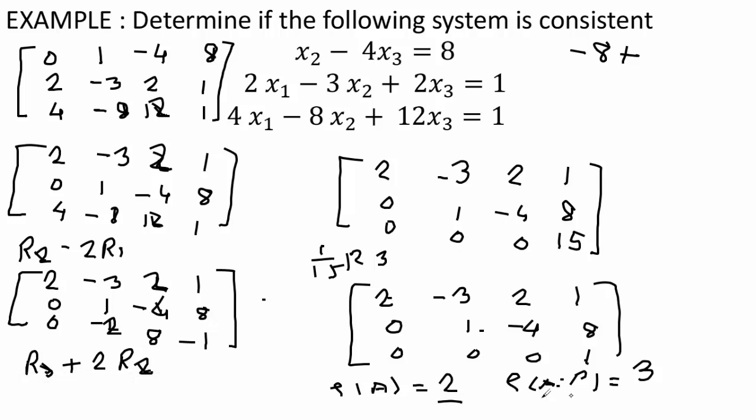Rank of A is 2. Rank of AB is 3. The rank of A is not equal to the rank of AB. Therefore, the system is not consistent. The system is inconsistent, and hence the system has no solution.